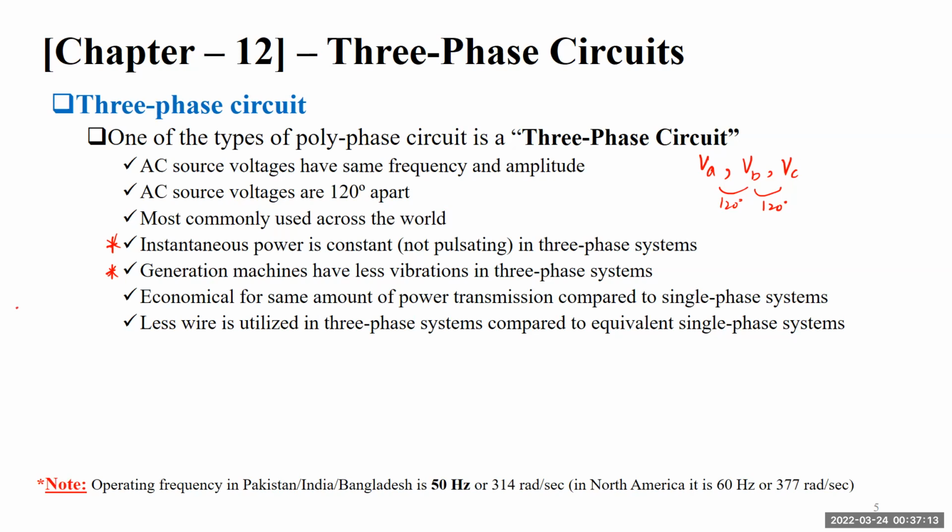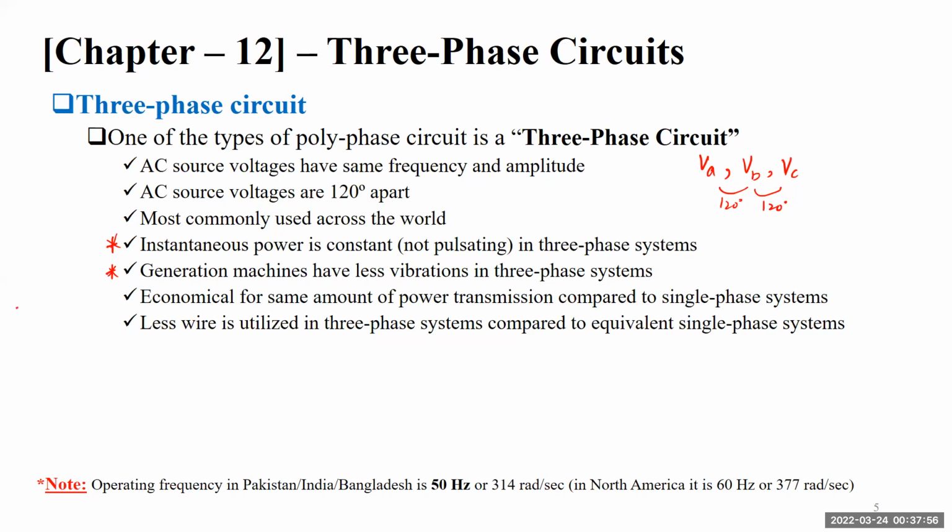So we do not want to spend a lot of money on fabricating or making these transmission line or distribution line conductors. We need a very economical way of transmitting 1 megawatt of power from one end to the other. So if we have a three-phase system and a single-phase system, a three-phase system will be more economical as far as the conductors are concerned. Less wire is utilized in a three-phase system compared to an equivalent single-phase system. Yes, this is another advantage of using three-phase circuits.